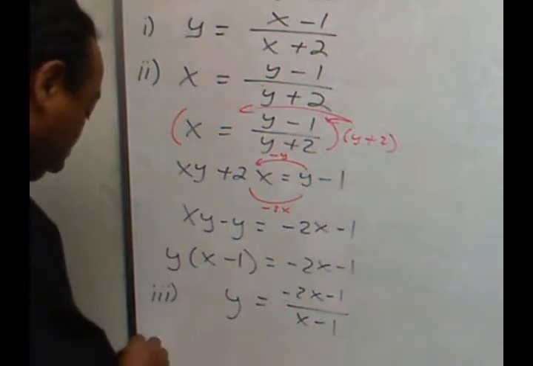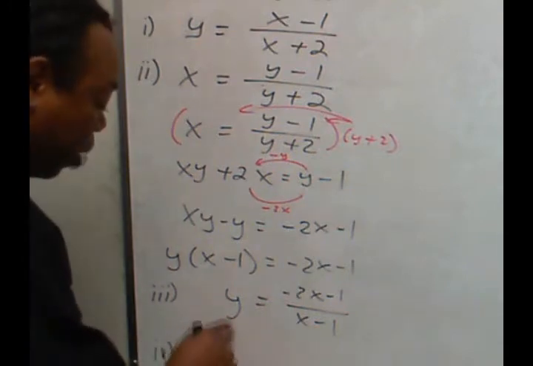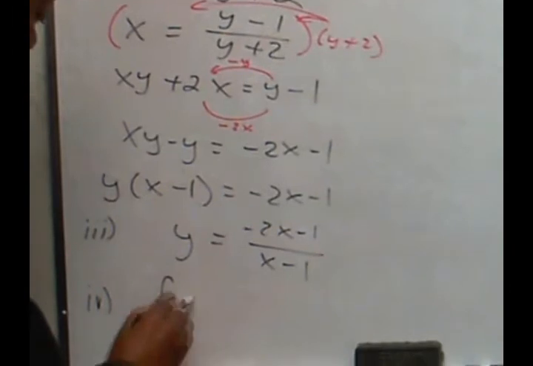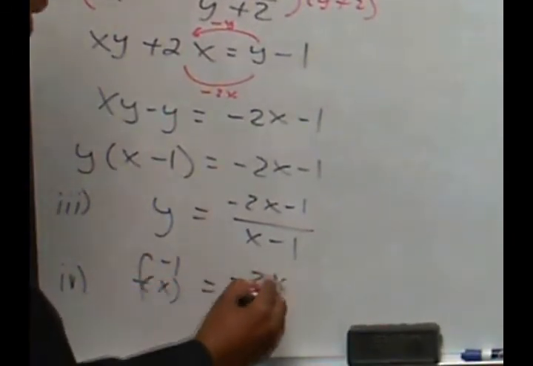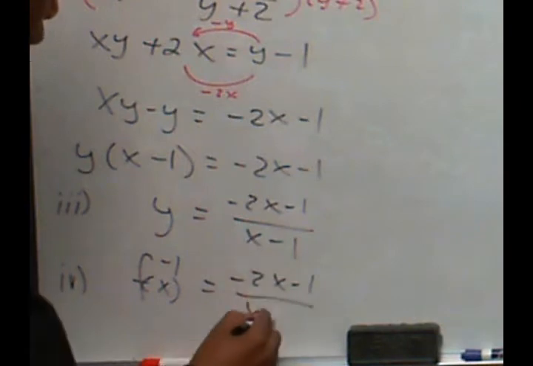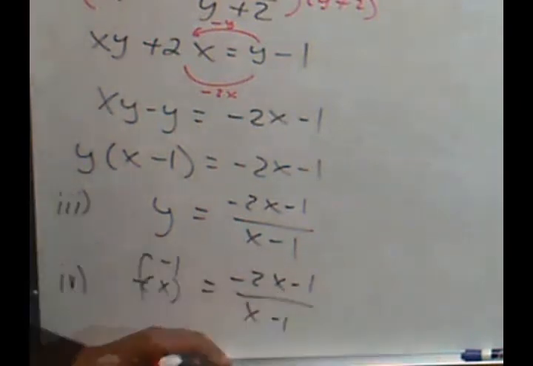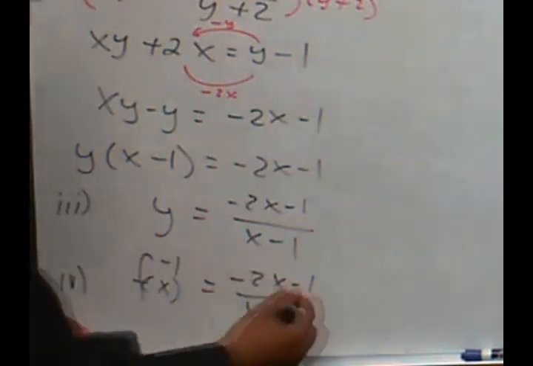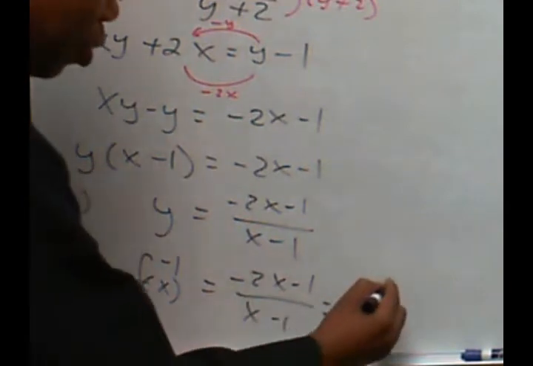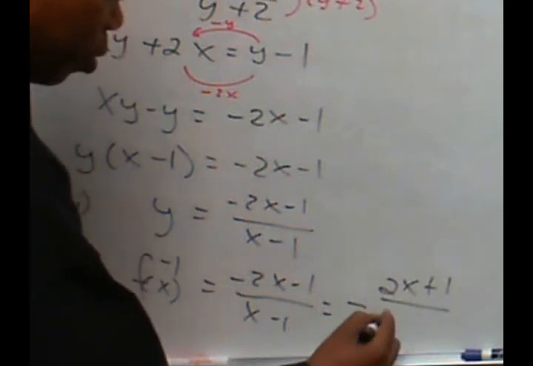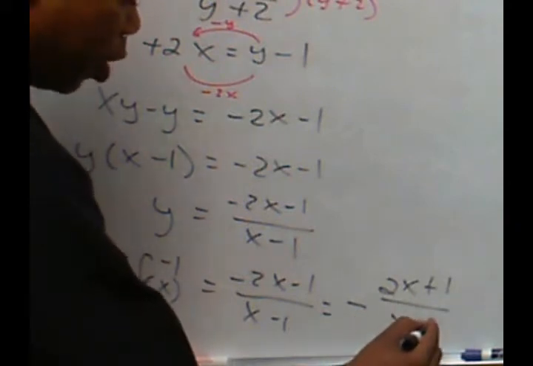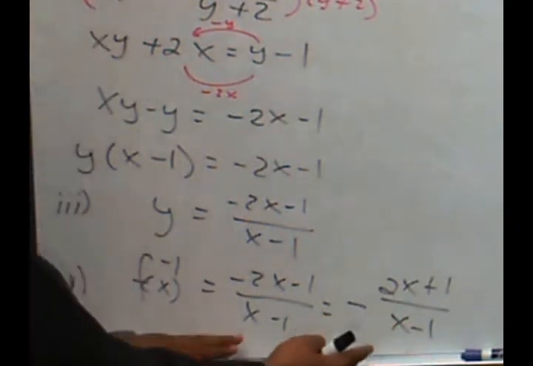Step 4 is to make the y the inverse function. So the inverse function equals negative 2x minus 1 all over x minus 1. And in some cases, you can factor out a negative 1 out of the numerator and get negative on the outside and a positive 2x and a positive 1 for the numerator all over x minus 1. So these are 2 options that you have.